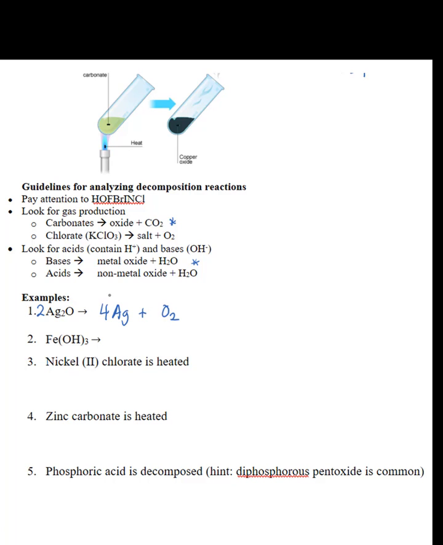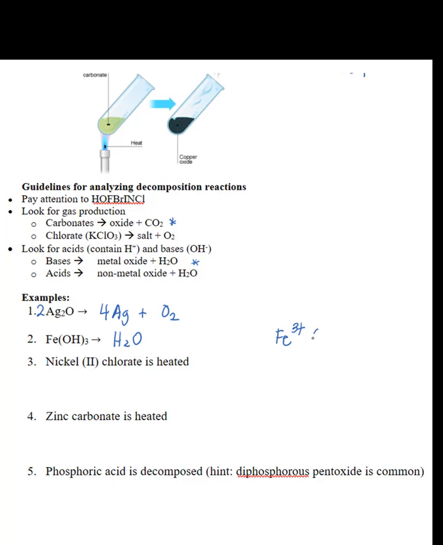With this next example, Fe(OH)3, I can see that that is a base because it contains OH. So if I look at my rules, bases will produce a metal oxide and water. So I know I'm going to make water. It doesn't matter what order, so I can put the water first. And then on the side over here, I'm going to figure out what my metal oxide is. Because this is iron, it's a transition metal and has more than one charge. So I need to use this compound to figure out what the charge is on the iron. And I can see that it's 3+.